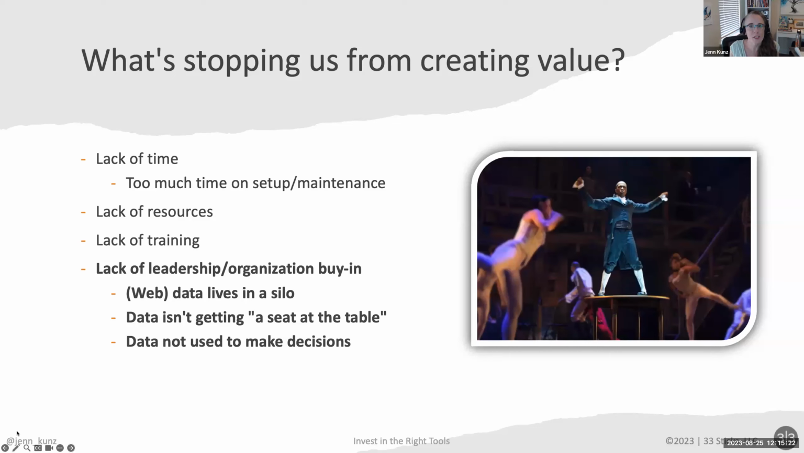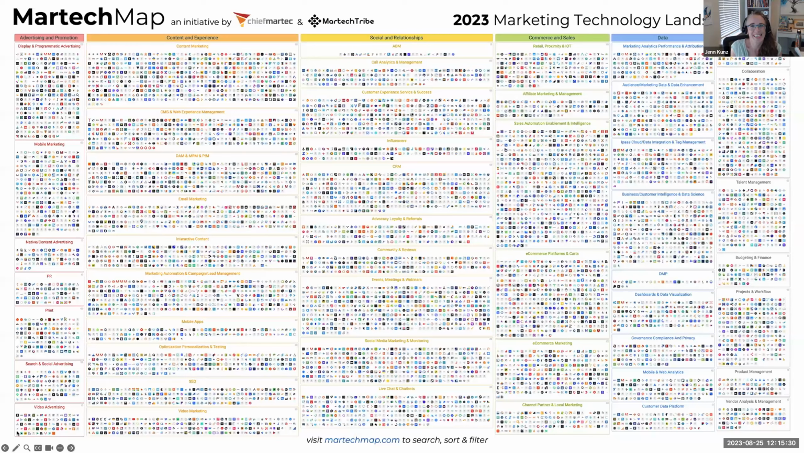So what do we do with these problems? As an industry, what solutions do we tend to turn to? We buy more tools, a lot of new tools. They update this MarTech map every year.